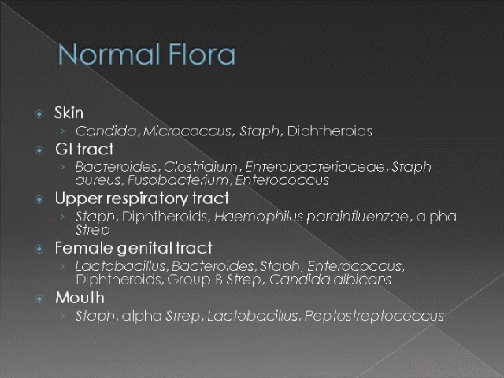In the upper respiratory tract, we can see various members of staph, diphtheroids, Haemophilus parainfluenzae, and alpha streps. In the female genital tract, we might see Lactobacillus, Bacteroides, staph, Enterococcus, diphtheroids, group B strep, and Candida albicans. And finally, in the mouth, we might see staph, alpha streps, Lactobacillus, and Peptostreptococcus.